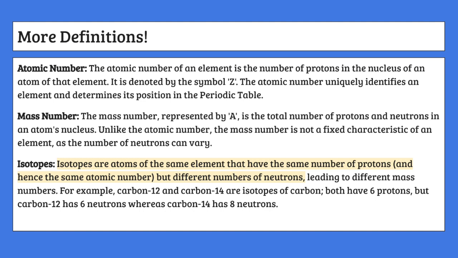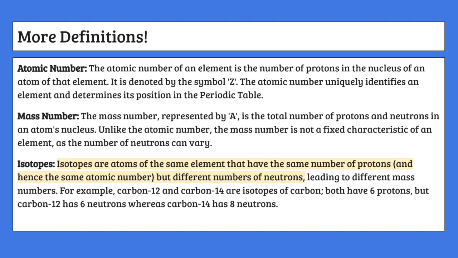Alright, now that we have an understanding of subatomic particles, we can get into some more definitions. Now I know it looks like quite a lot, but this is actually quite basic, and once you understand it, it will be a breeze. So first let's look at atomic number. The atomic number of an element is the number of protons in the nucleus of an atom of that element. It is denoted by the symbol Z. The atomic number uniquely identifies an element and determines its position on the periodic table.